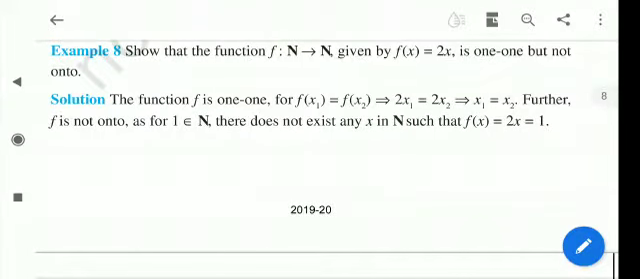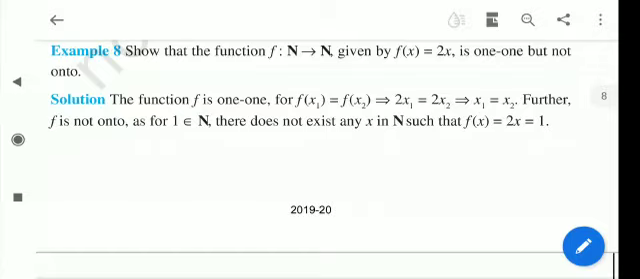Today we will solve some questions based on the one-oneness and onto-ness of function. In the previous video we have discussed that a function f: A to B, y equal to f(x), is 1-1 if for two values x1, x2 belonging to the domain of the function such that f(x1) equal to f(x2) implies that x1 equal to x2, that function is 1-1. If the codomain of the function equal to the range of the function, then we say the function is onto.